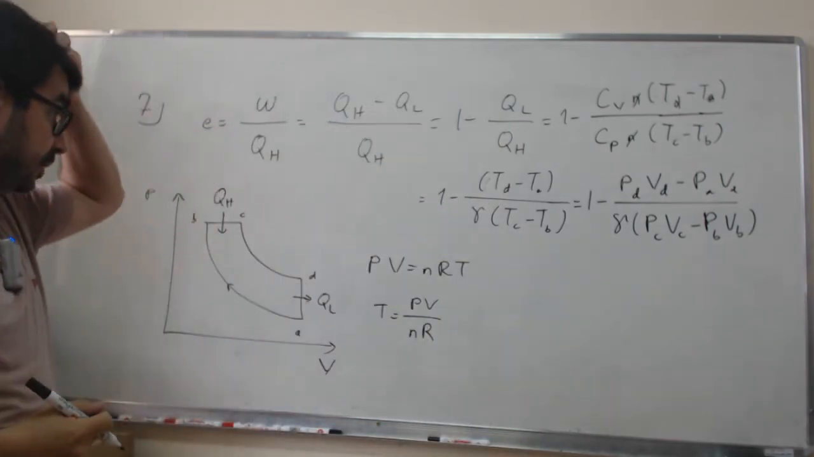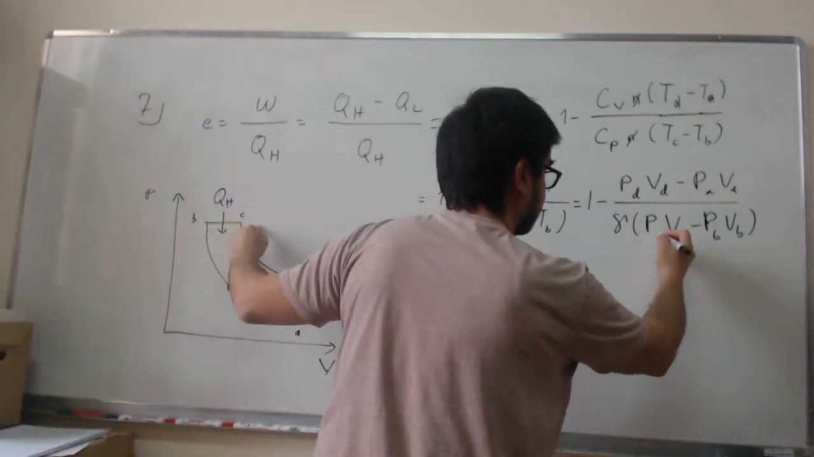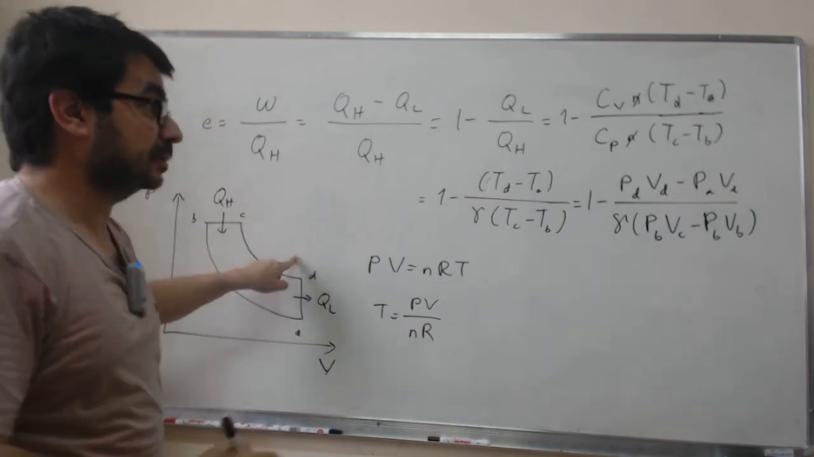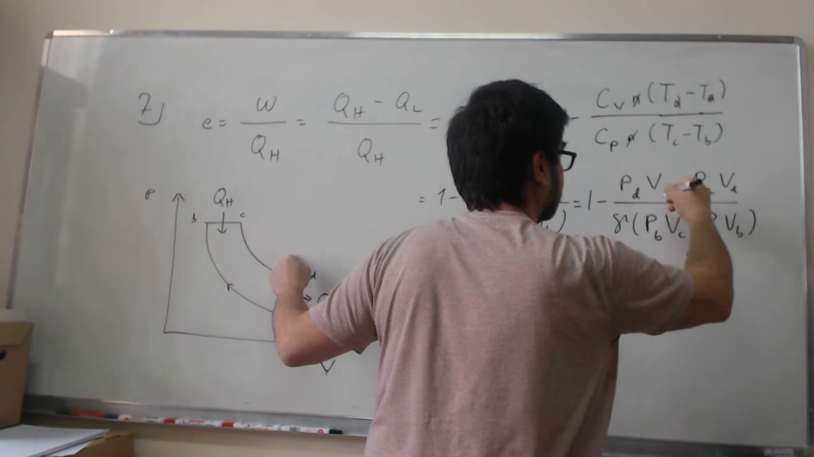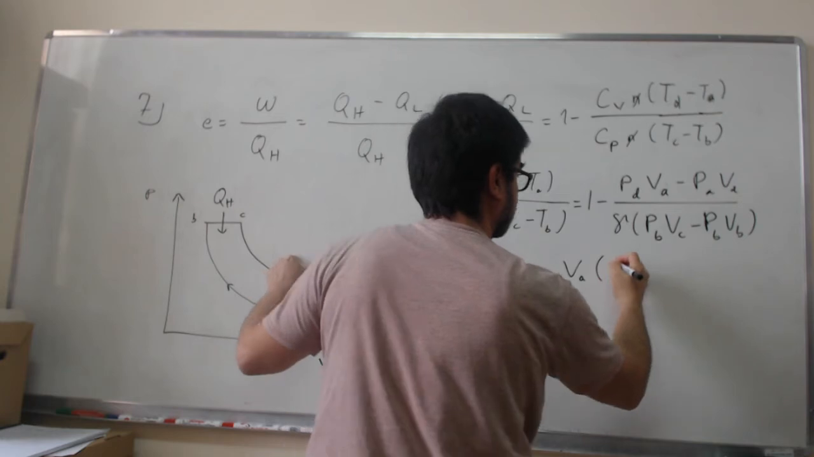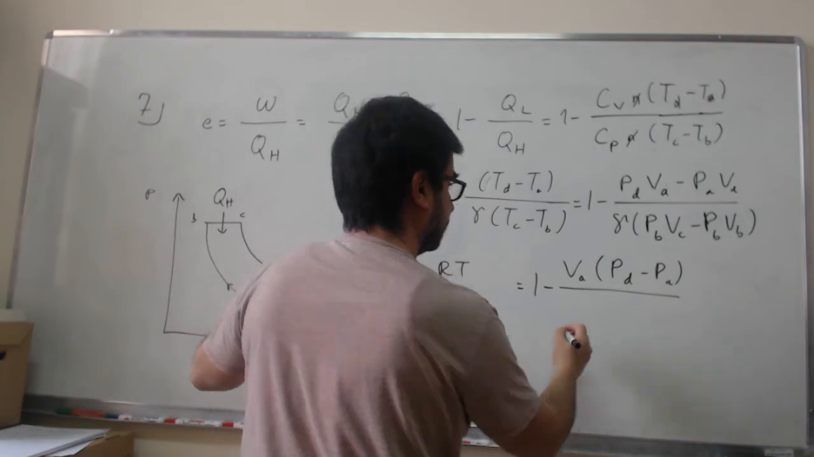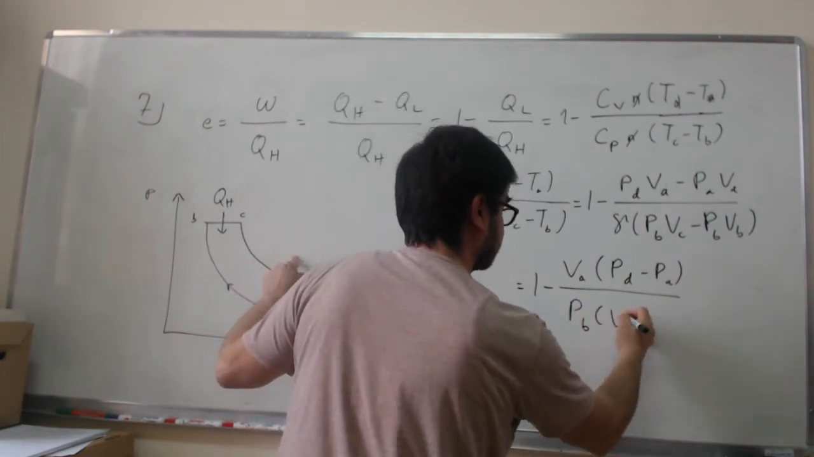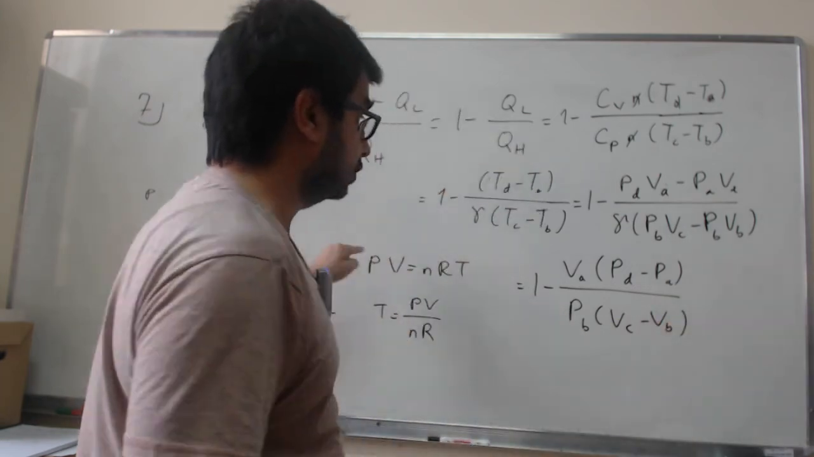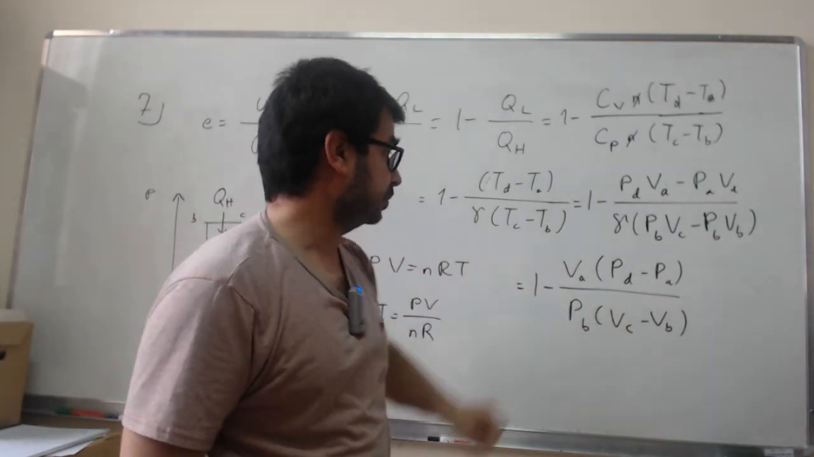Now we notice that PB is the same as PC, so I can just call this PB and take it into a common parentheses. And VA is the same as VD, so I can just call this VA and take those into common parentheses. So 1 minus, in VA parentheses, PD minus PA, divided by, in PB common parentheses, VC minus VB. Now, to make things better looking in terms of dimensions, I'll move this to the denominator of that one, and I'll move this to the denominator of that one.